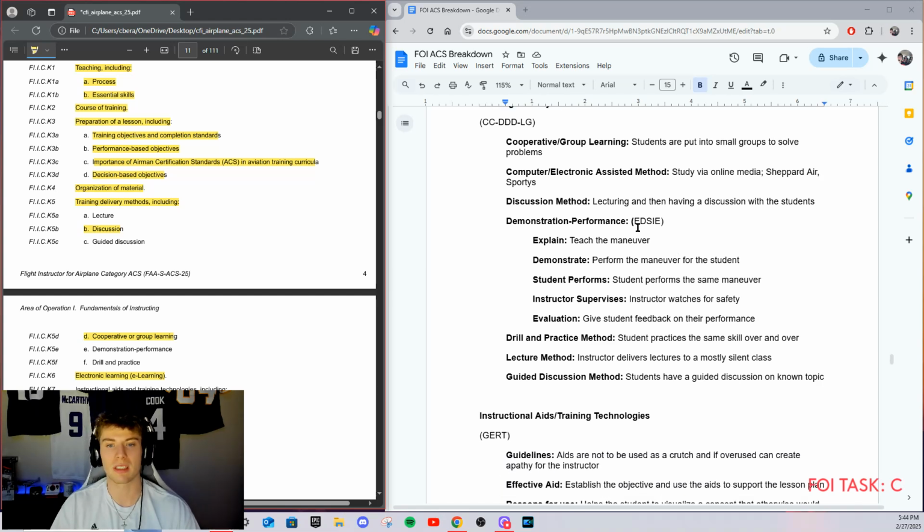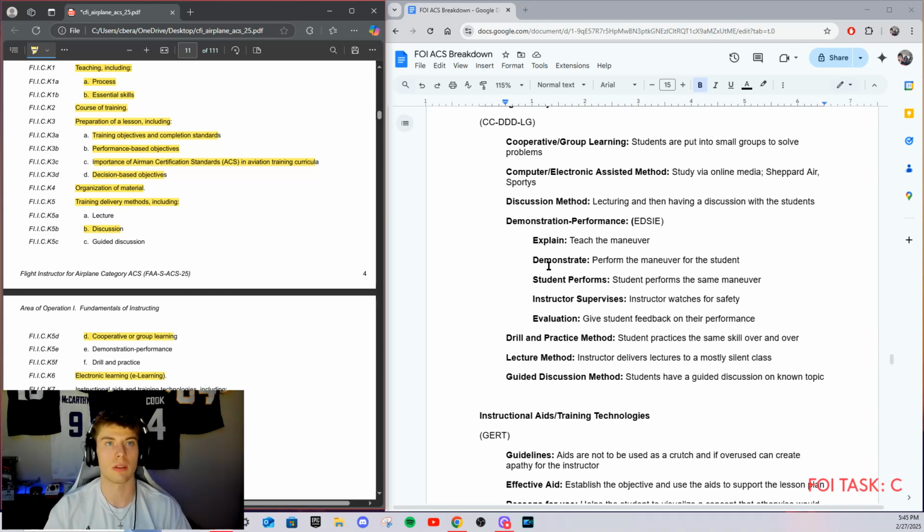Demonstration performance. This one is EDSI. This one's probably the most important one because we'll use this one a lot when we're flying. So the EDSI would be, this one's in order. So explain is first. Teach the maneuver, give them an idea of what the maneuver is, especially when you're flying. Half the time it makes no sense when you first learn it. Like when I was learning eights on pylons, I was like, I do not understand what that maneuver should look like. So explain what that maneuver is, what you're supposed to do.